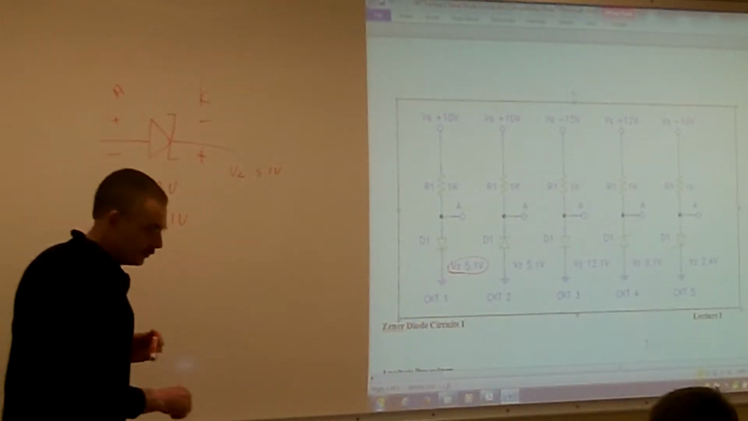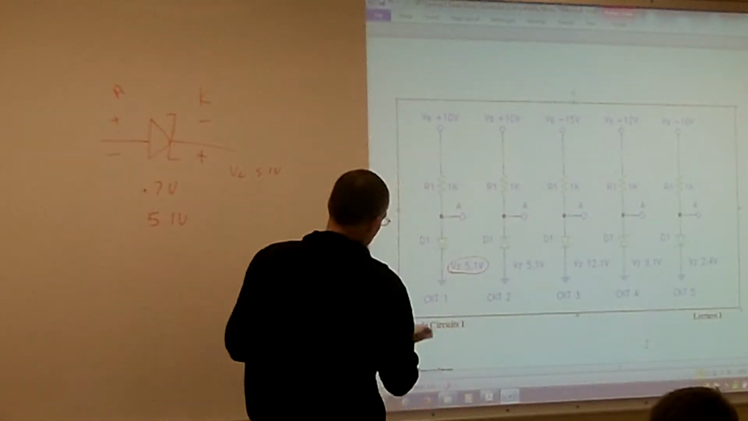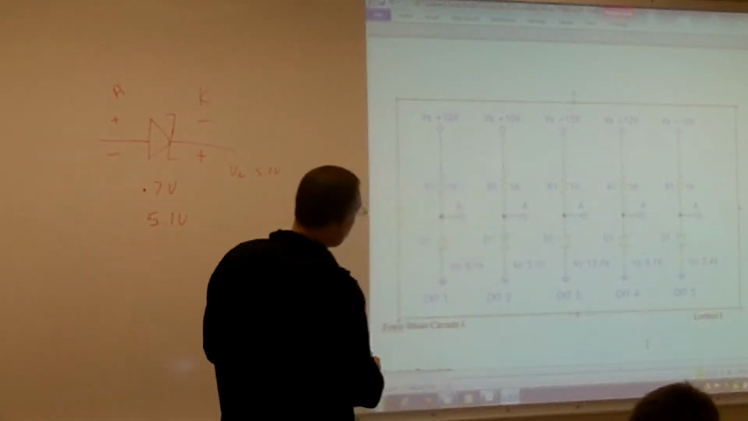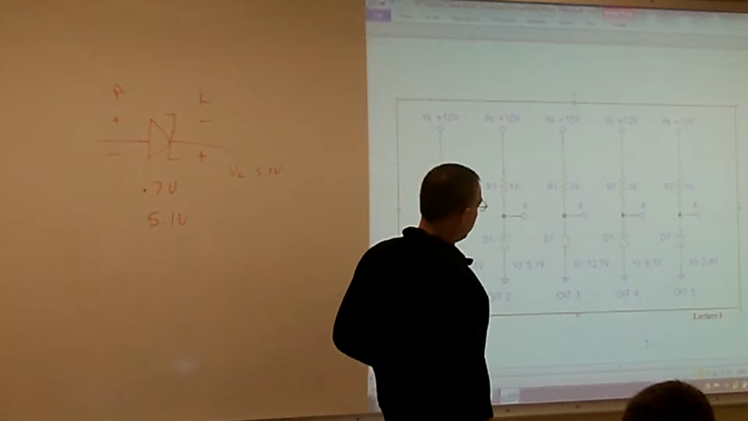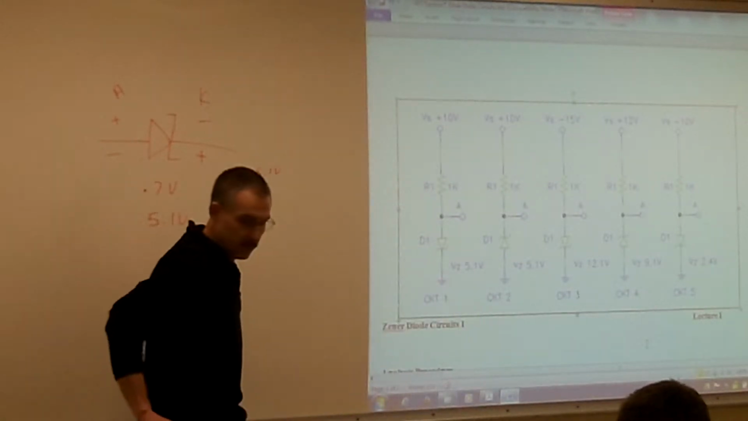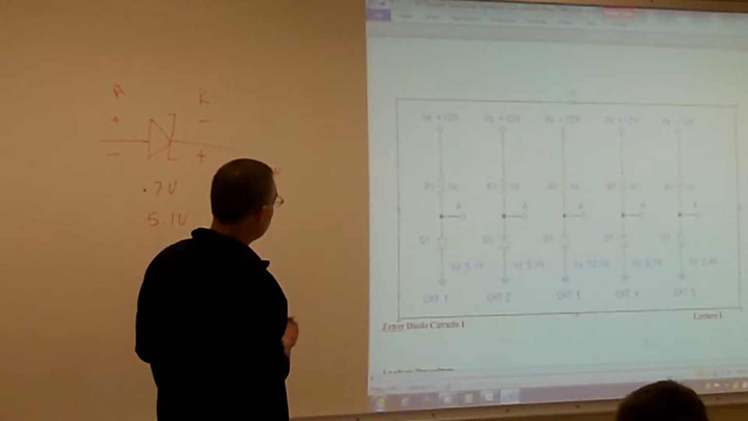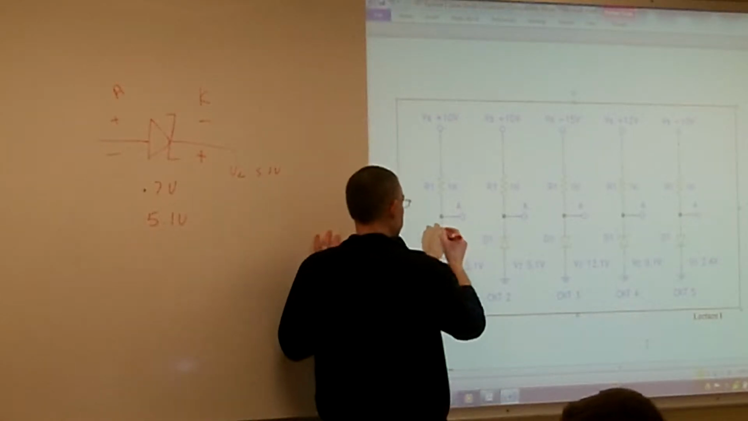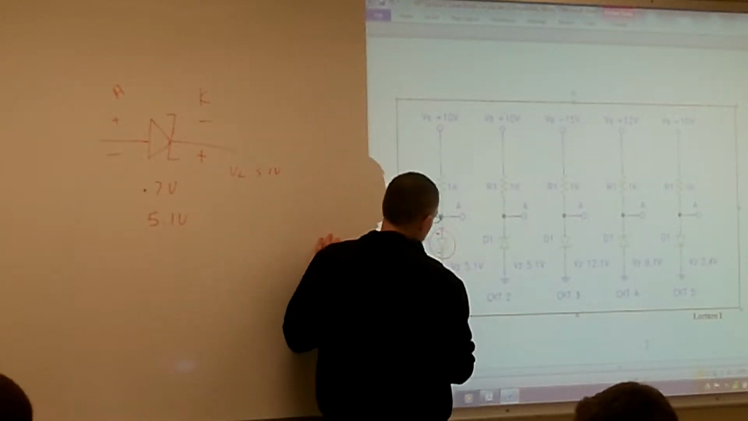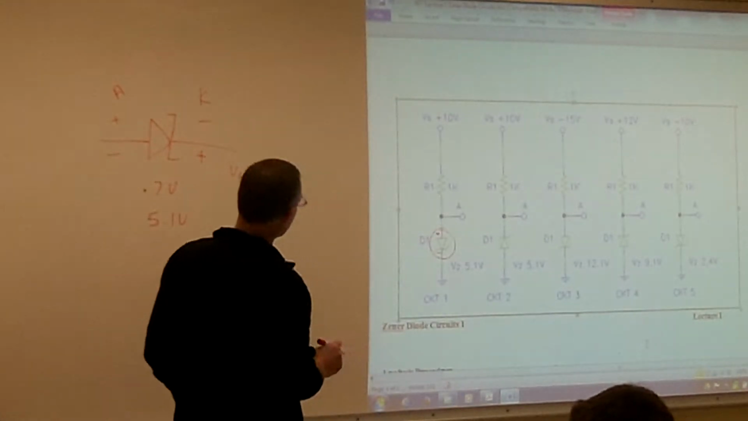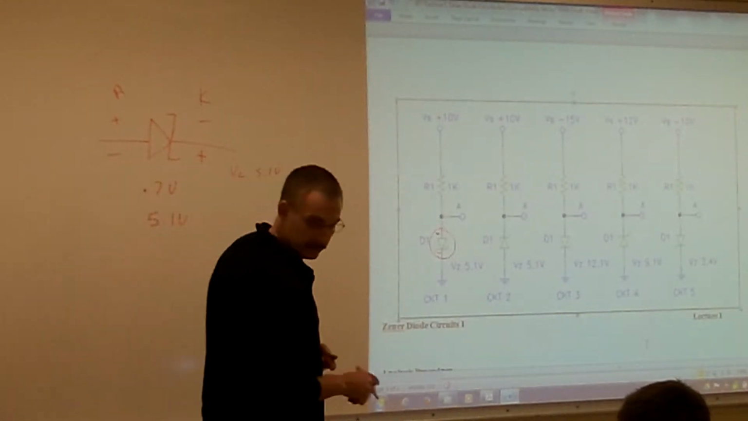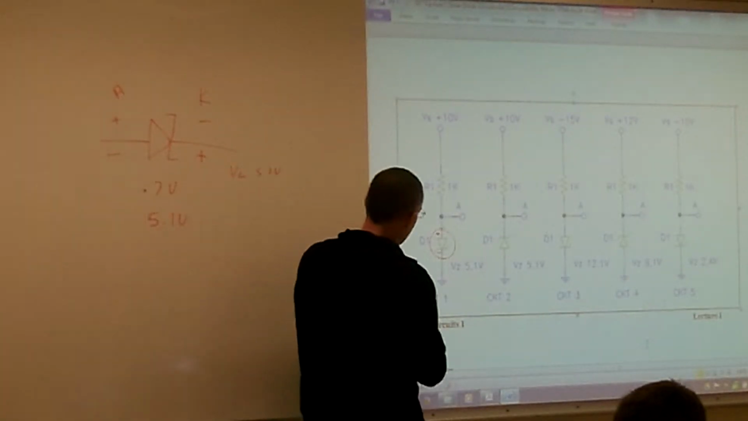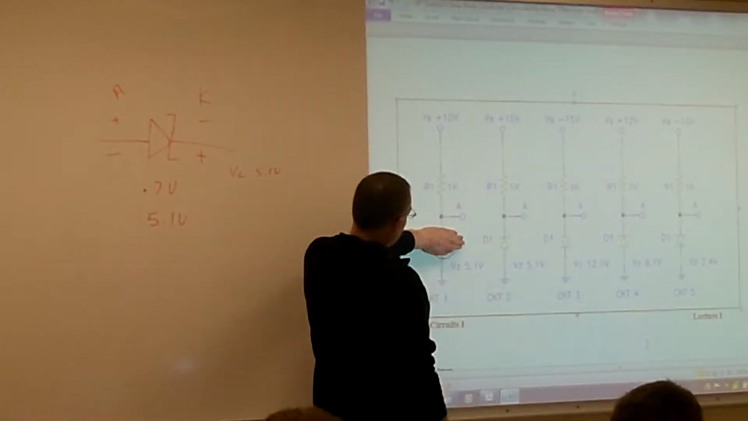So let's take a look at analyzing some of these circuits for our Zeners. Just like we did with the regular diodes, what's our first thing that we want to do? Circle your active component. So our active component is here, and we still have our anode here, and our cathode where the line is. Then what's my next step? Treat it as an open. Yeah, treat it as an open. So we're going to treat it as an open, and then what's our next step?